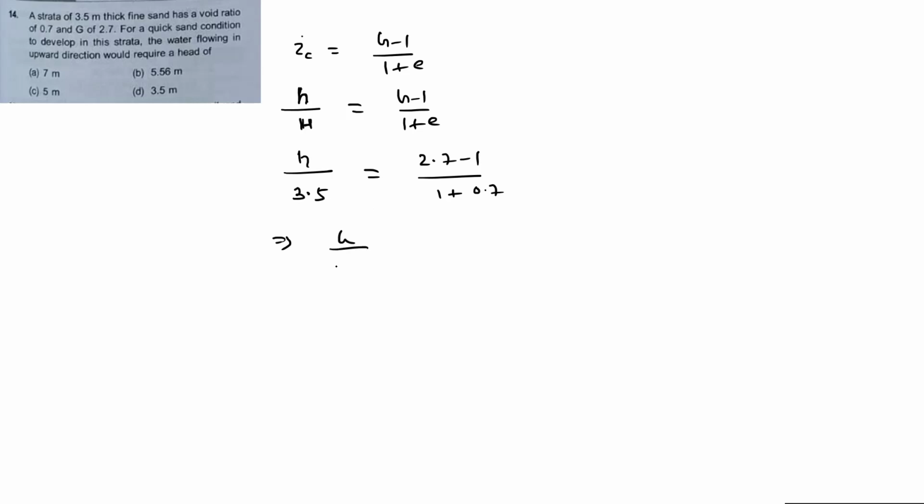So h upon 3.5 is equal to 1.7 by 1.7. So h is equal to 3.5 meter. So option number D will be the answer.